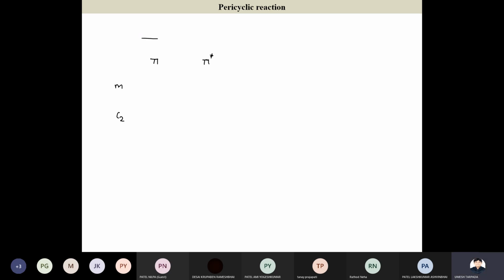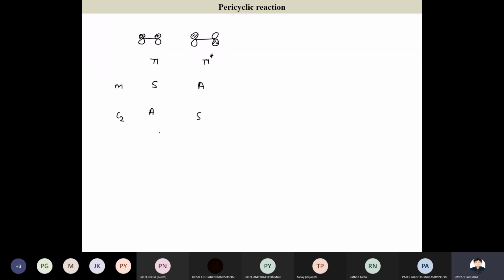What happens in the case of pi orbital? Look at here. This is the pi orbital in the case of ethene. This is your pi star. Mirror plane, symmetric or asymmetric? Symmetric. C2 axis? Asymmetric. For pi star, it is asymmetric for the mirror plane and symmetric for the C2 axis.